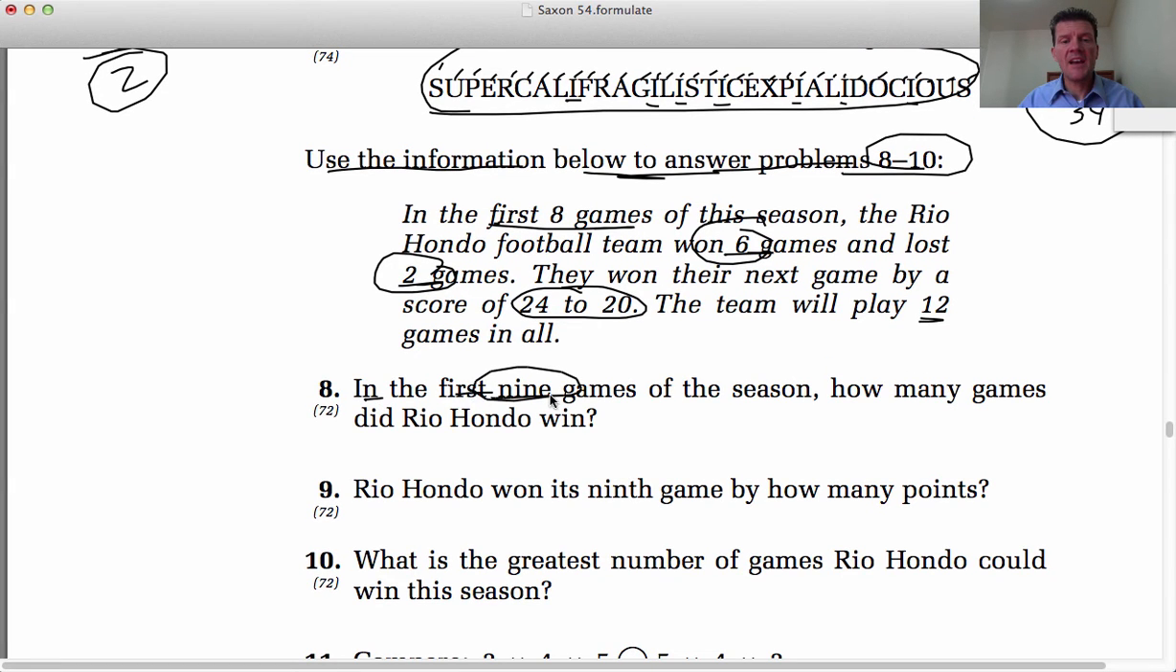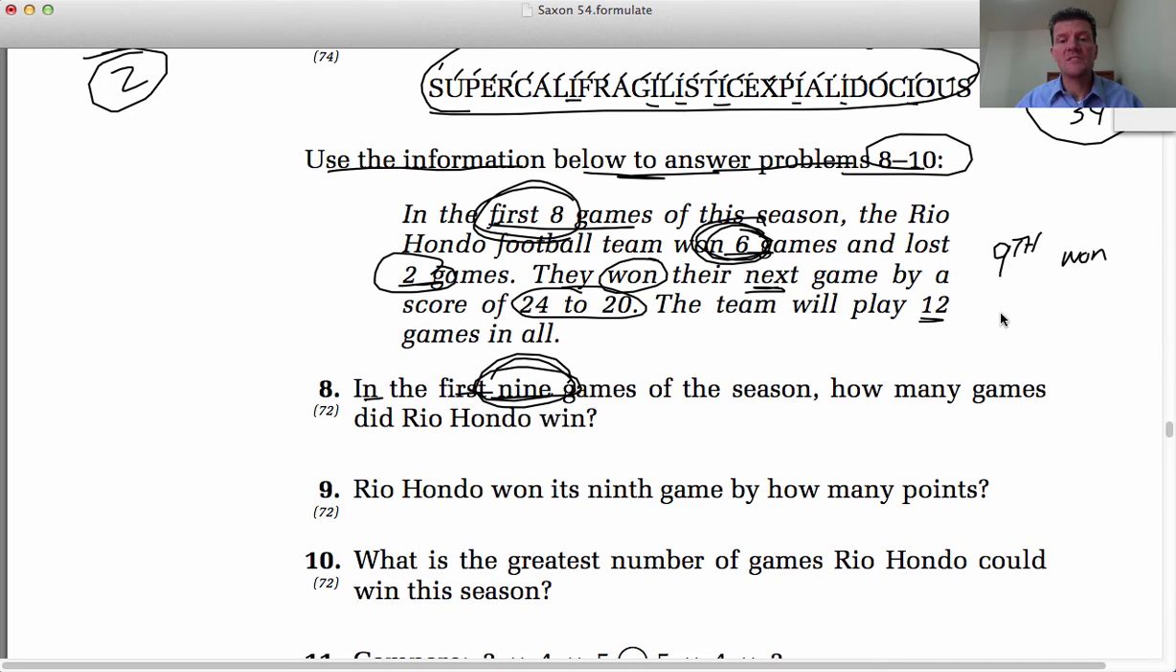In the first 9 games of the season, how many games did Rio Hondo win? Well, 9 games. Be careful there. It says 9 games, and they're testing to see if you read it very carefully. Up here in the information, they say first 8 games, and in those first 8 games, they won 6, and then the next game, which would be their 9th game, what did they do? They won. So the first 8 games, they won 6, and the 9th game, they won.